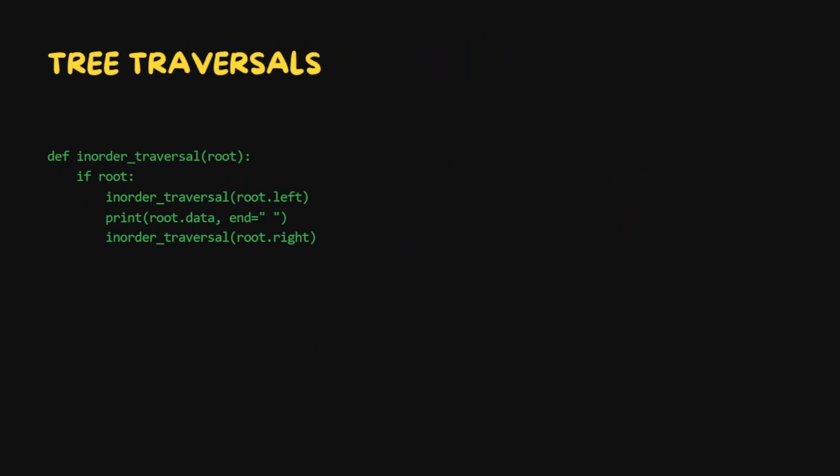This is the Python code for it. In-order traversal, we will pass the root. If root, in-order traversal of root.left and print root.data, then in-order traversal of root.right. So this is the code for in-order traversal.